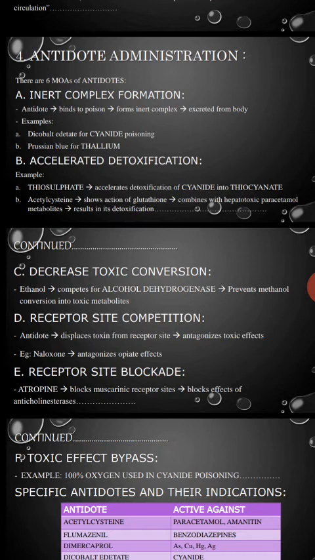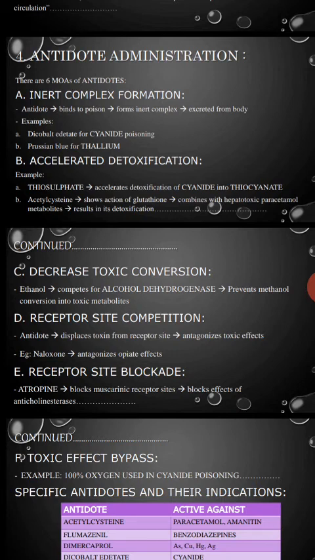Generally, how do we overcome methanol poisoning? By giving ethanol, since both are alcohols. Methanol poisoning is overcome by giving ethanol. How? Ethanol will first compete for alcohol dehydrogenase and be converted into its metabolite, so that methanol is not converted into toxic metabolites. Next, receptor site competition.